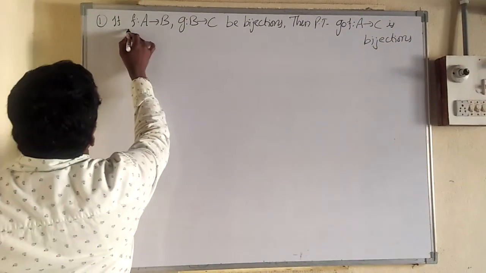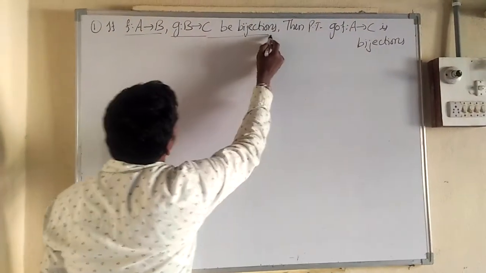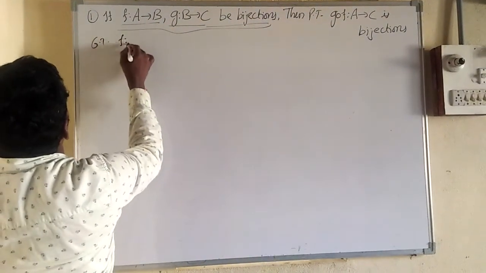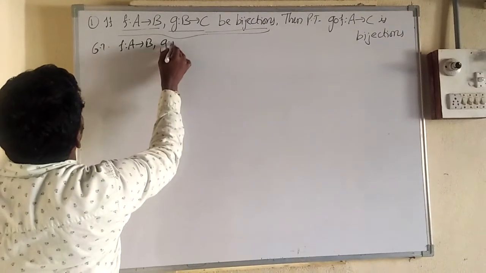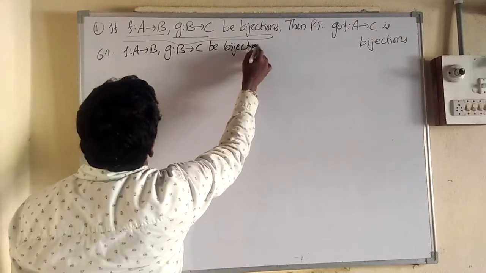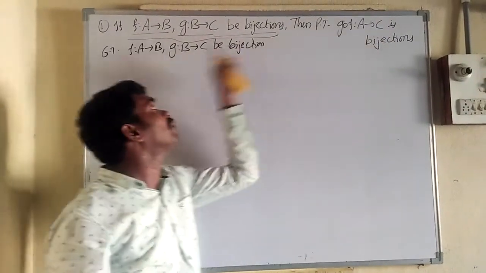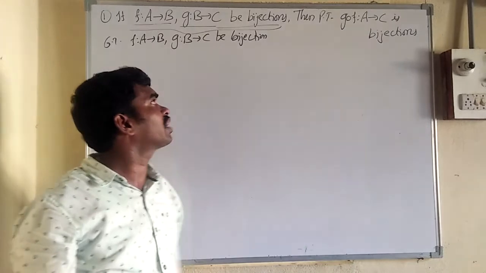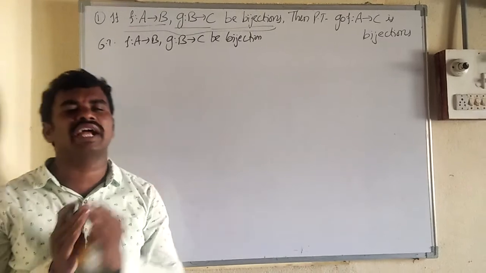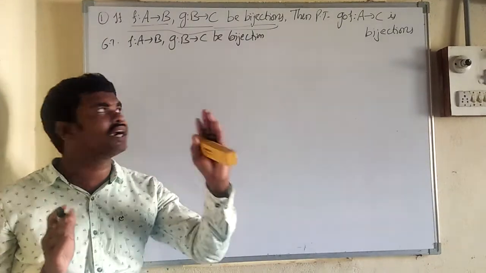What is the given statement? f maps from A to B, g maps from B to C are bijections. These are the given conditions. We have to prove g circle f maps from A to C is a bijection by using these two conditions. So what is a bijection? Very simple. Bijection means one-one function and onto function. Just remember this, enough. Bijection means one-one and onto.